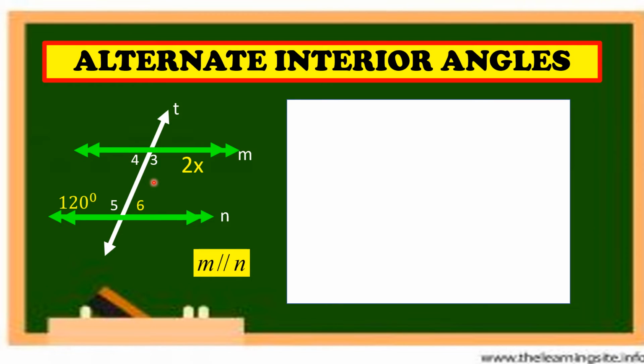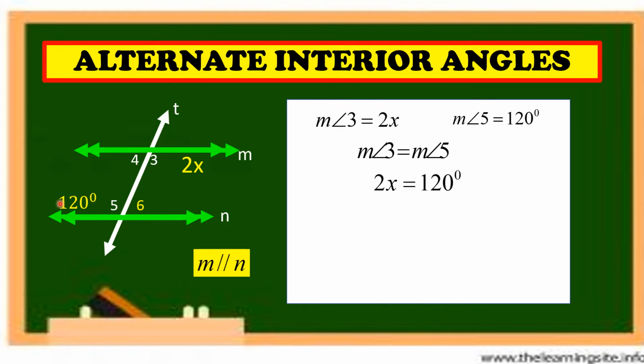What is angle 3? Angle 3 equals 2x and angle 5 equals 120 degrees. Since angle 3 is congruent to angle 5, therefore 2x equals 120 degrees. Dividing both sides of the equation by 2, so 2x over 2 equals 120 over 2. What is x? X equals 60 degrees. Therefore, what is the measure of angle 3? 2 times 60, that is 120 degrees. Why? Because angle 3 is congruent to angle 5.